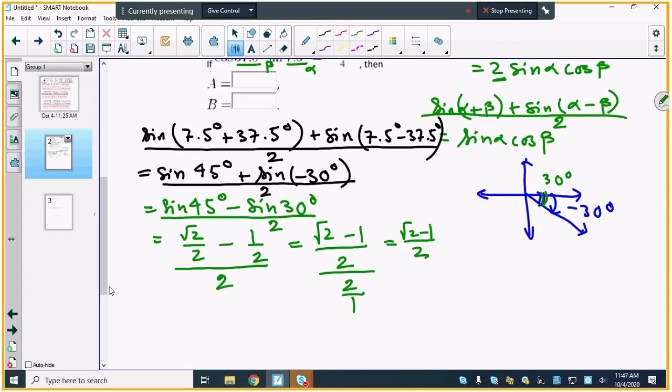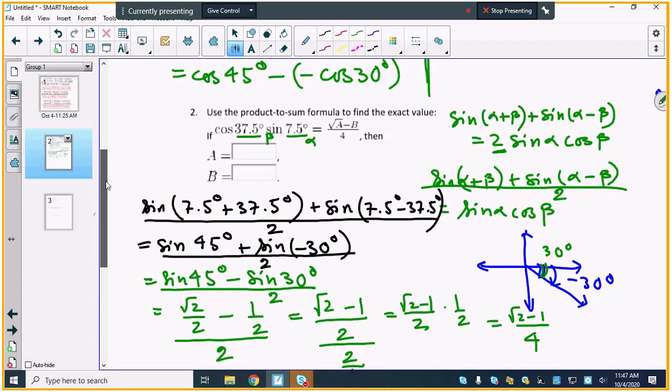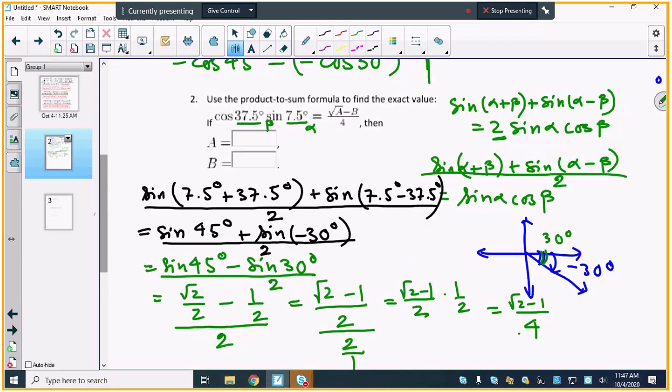Remember, dividing by 2 means dividing by 2 over 1, which means multiplying by 1/2. So I get square root of 2 minus 1 all over 4. And then compare this answer with the given format. So 4 in the bottom matches with 4 in the bottom. And the term is square root of a minus b. So a must be 2 units and b must be 1 unit. And that would answer my question. Let's see what else we can do.